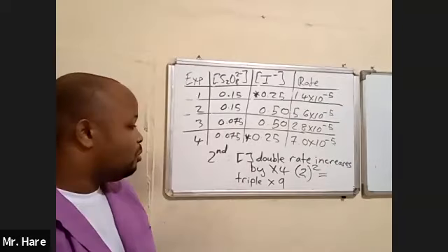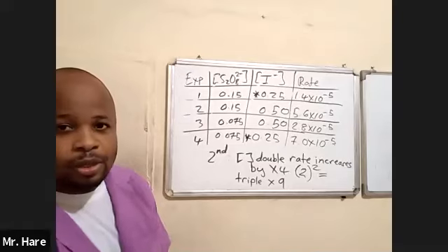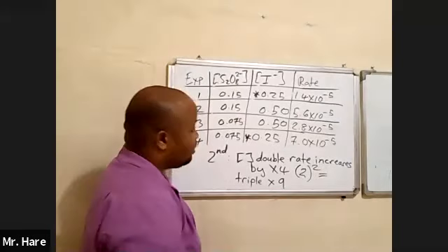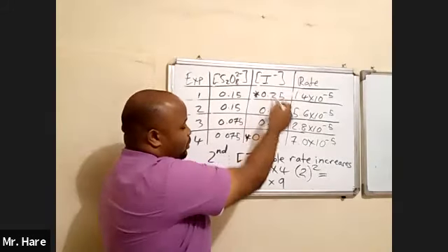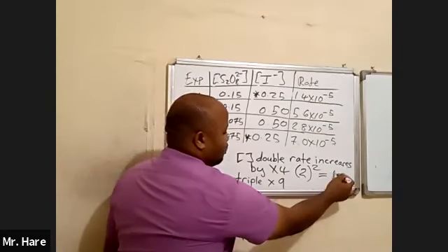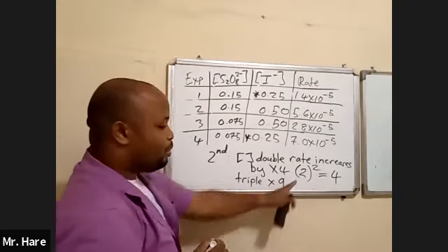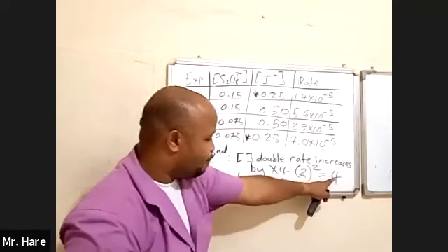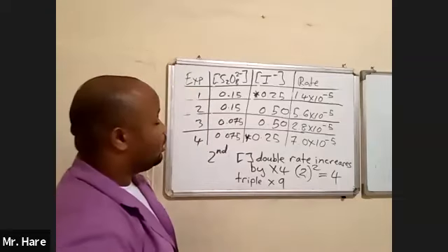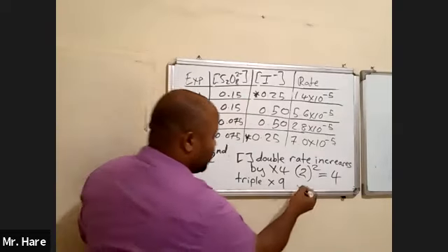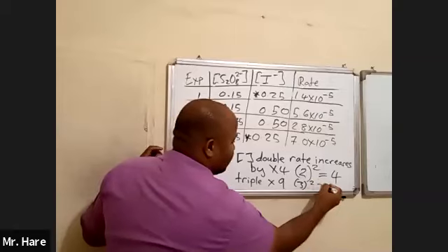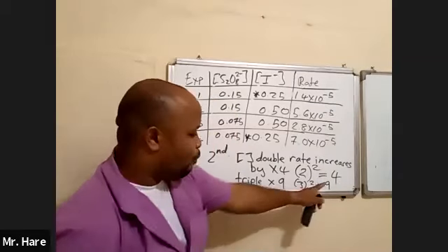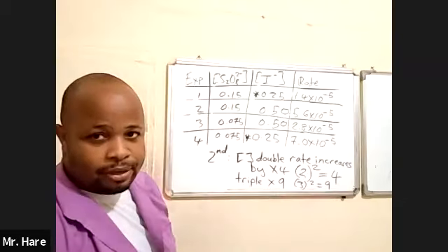But when we say that, most students don't really get it. So what I'm saying now, for second order, whatever you do to the concentration, you take the square of it. So if you double the concentration, 2 squared is 4. So when you double the concentration, if it's a second order reaction, the rate must go up 4 times. If you are to triple the concentration, 3 squared, that is 9. The rate should go up by 9.